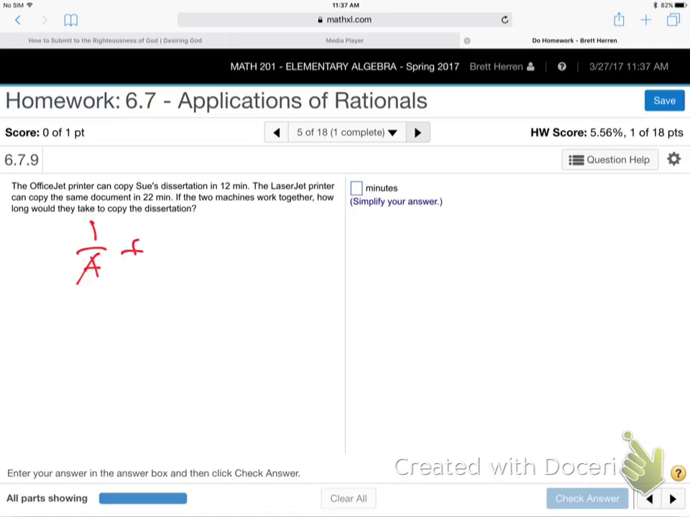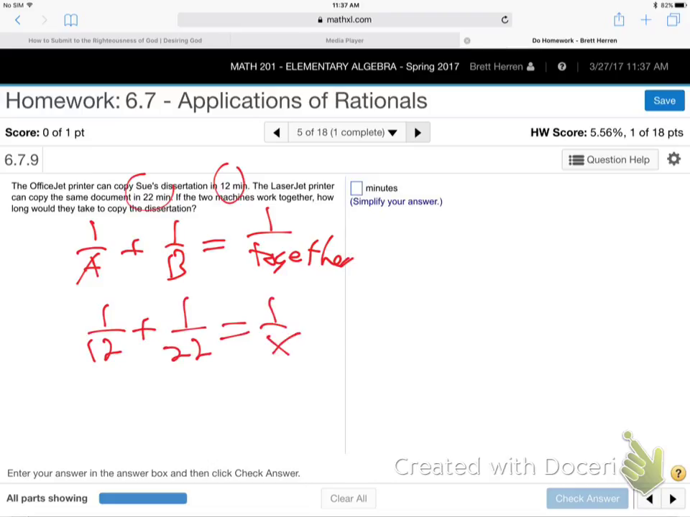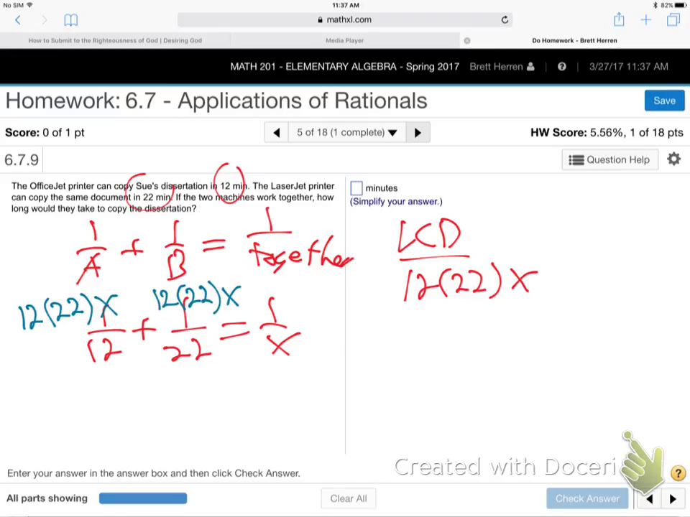So 1 over A, 1 over B, 1 over together. So the 12 and 22, right? 1 over 12, 1 over 22, 1 over X. What do you do for the LCD? It's 1 of each. 12 times 22 times X. That's what we always do for the LCD, 1 of each. You do these in your sleep now, right? The LCD is 1 of everything, and you put it top, top, top because of the equal sign. And then we cross cancel.